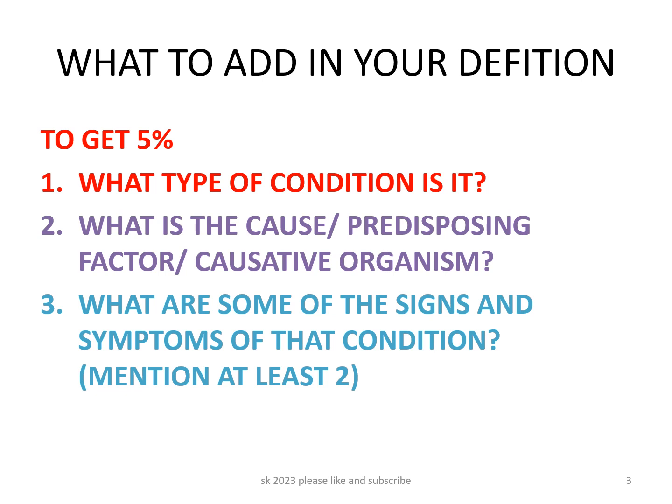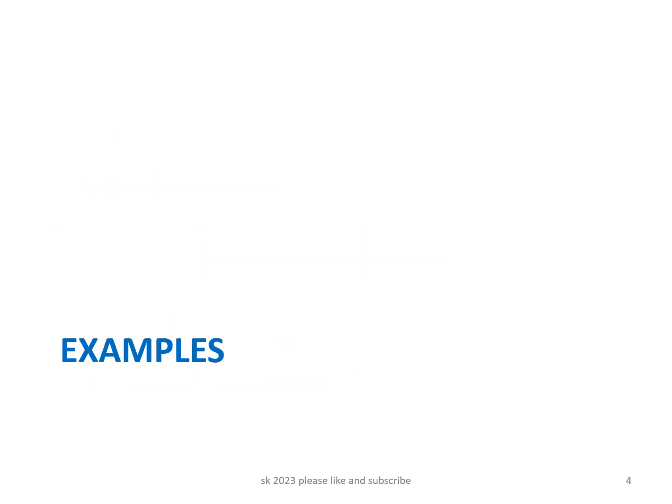Then the third part that you need to mention is signs and symptoms. You can say characterized by, you mention at least 2 signs and symptoms that are specific to that condition. Then you'll be able to get the 5%. Okay, so now we look at some of the examples.